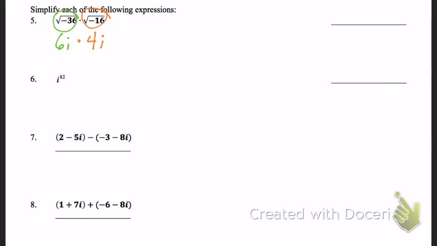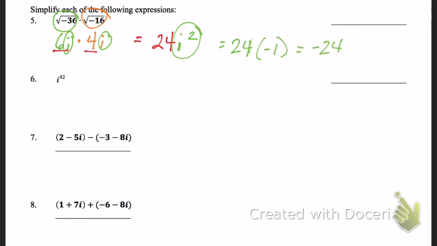When you're multiplying, you multiply the numbers together. So 6 and 4 becomes 24. And then you multiply the i's together. So i and i becomes i squared. Now, in order for it to be the simplest form that it can be, you do not want to leave i squared as i squared. I want to change this to be negative 1. So 24 times negative 1 gives me negative 24. So my answer is negative 24.